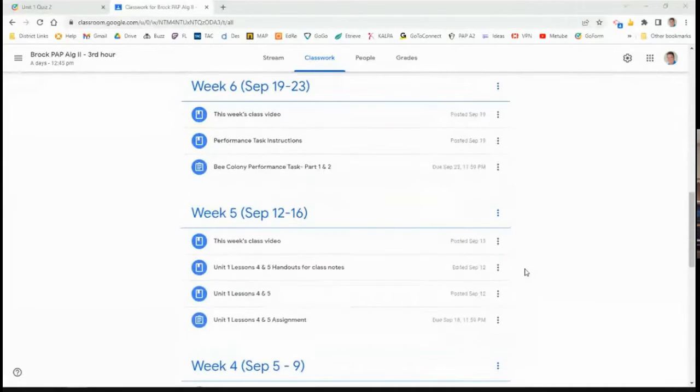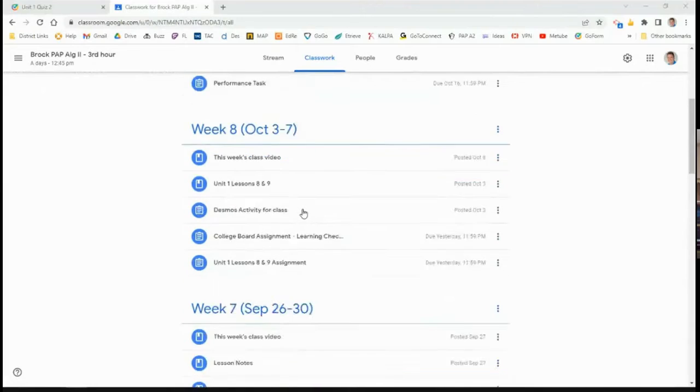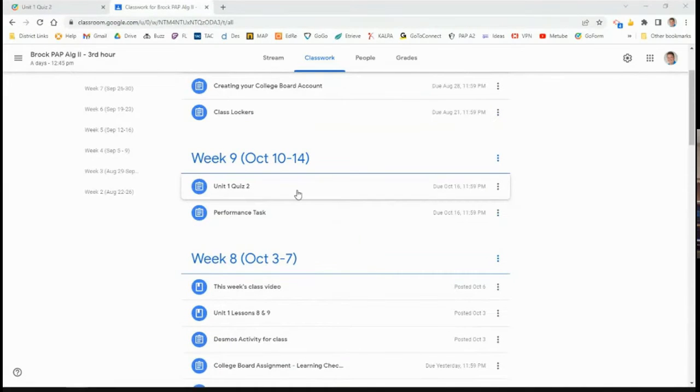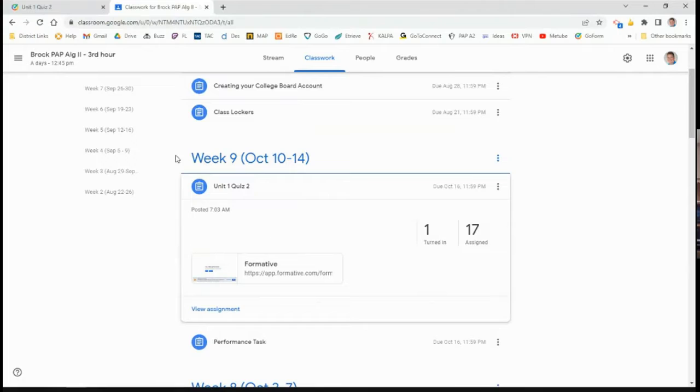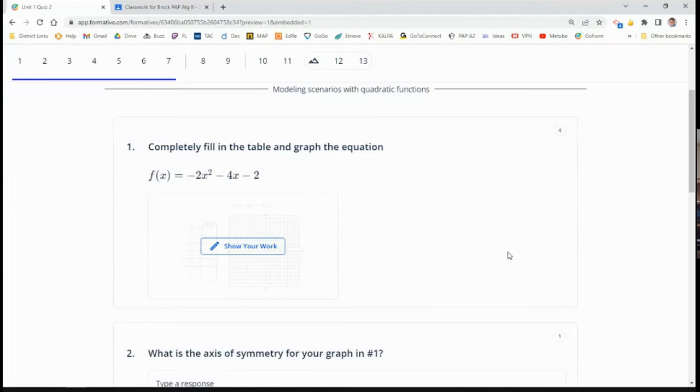So let's see, when's the last time we had a quiz? I don't know, way back in week 4. So here we are up in week 9. So we have a Unit 1 quiz 2. When you click on that, it'll take you over to Formative over here, and let me go through the quiz just to show you what it consists of.